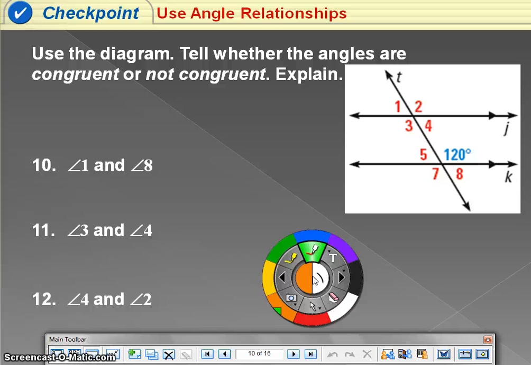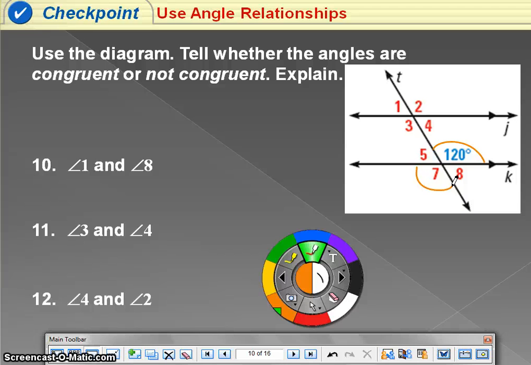So use the diagram to figure out what the missing angles are. So angle 1 and angle 8. So look at this 120. You've got a lot of stuff going on. You've got 120 right here, and it is vertical with the 7. So angle 7 should definitely be 120. Okay, we're going to tell whether the angles are congruent or not congruent, and then we're going to explain. So that's going to be 120.